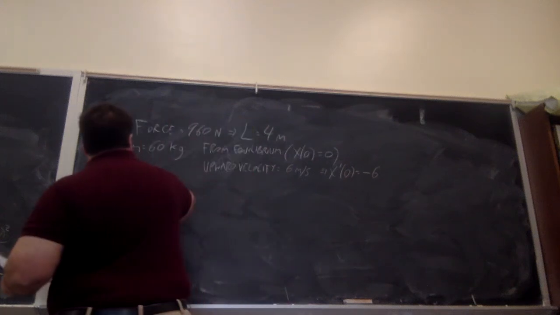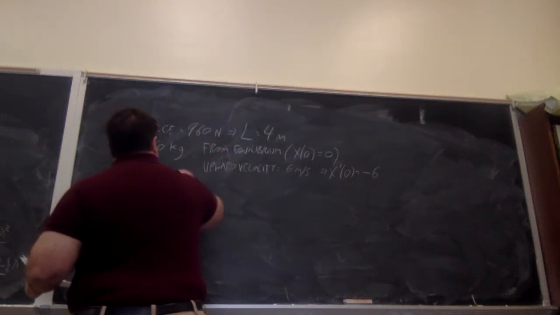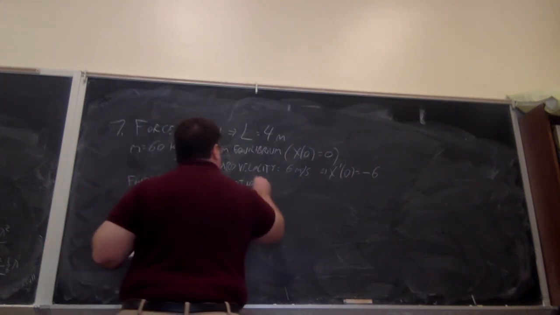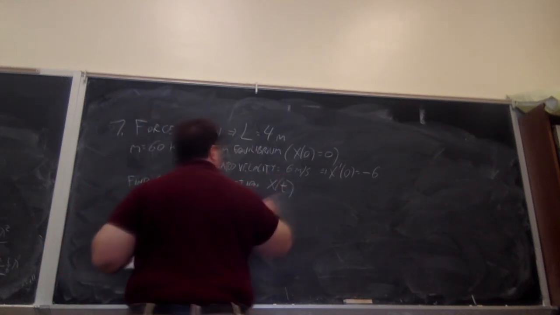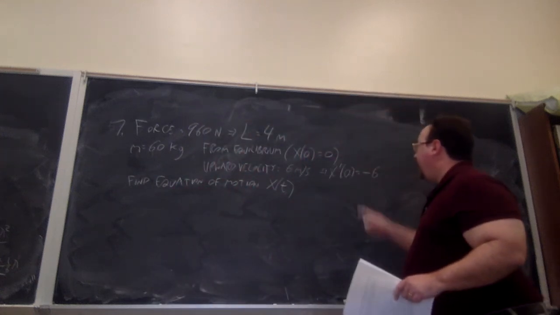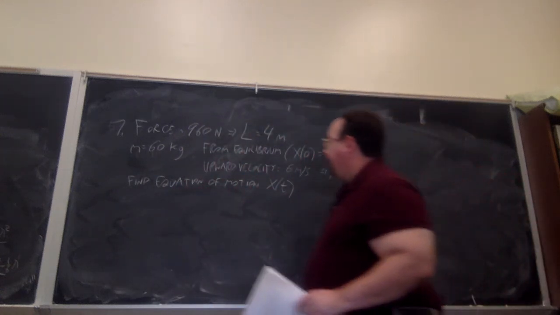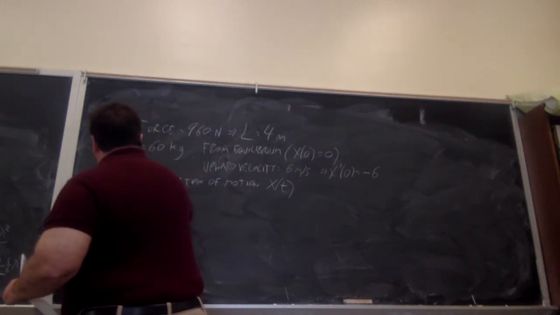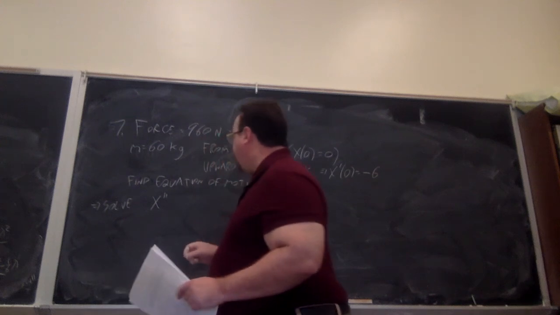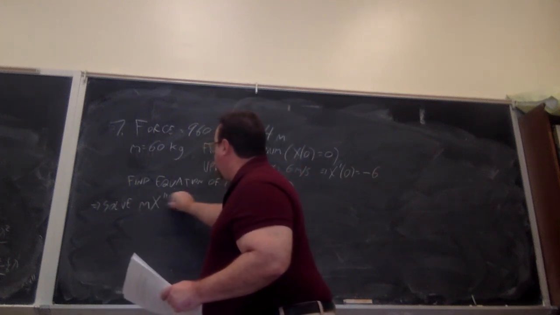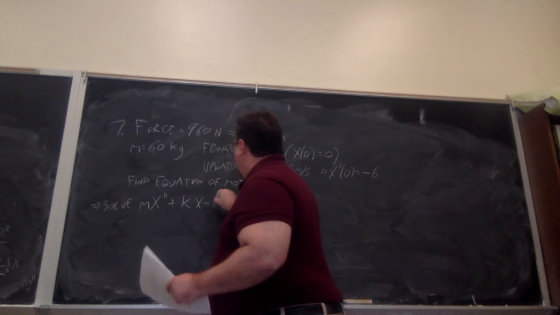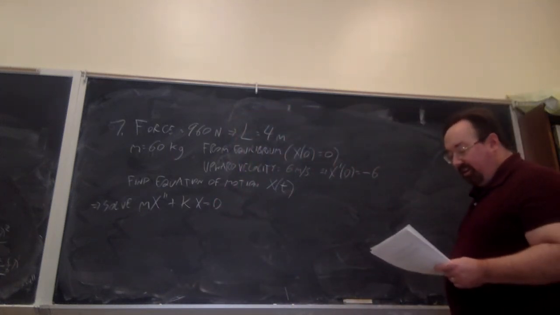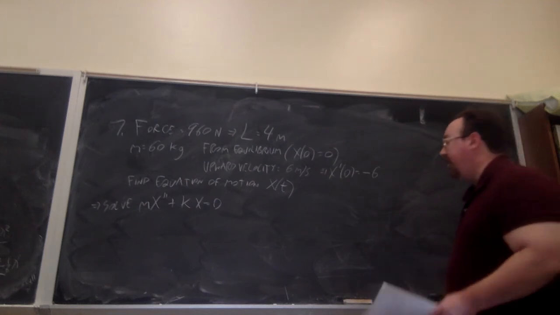So the problem is to find the equation of motion, which is x of t. So x of t has these initial conditions, and to get the equation of motion, we need to solve this differential equation. So it's m x double prime plus k x is equal to 0. So not only is there no damping, but there's no mention of any external force either. So we just have this equation right here.